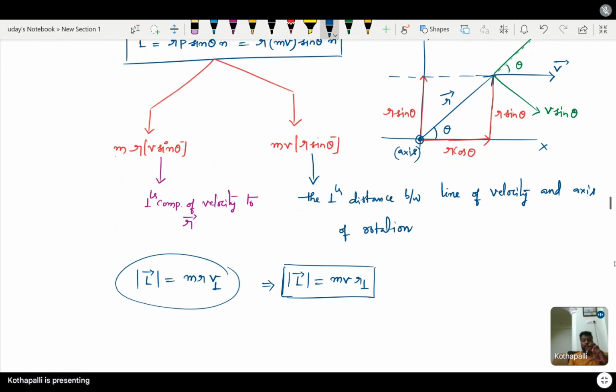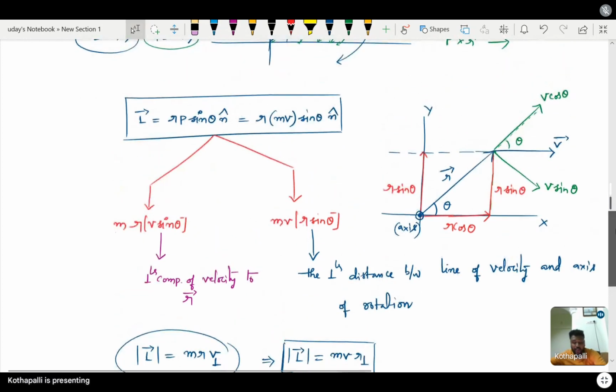V perpendicular means the perpendicular component of velocity to the position vector. R perpendicular means the perpendicular distance between the line of velocity and the axis of rotation. Remember, any formula that we can use according to the given data in the question. There is no rule like we must use only this formula or that formula. From the starting of angular momentum to the ending part, all the formulas we have discussed are applicable according to the given situation. But we need to pick the right formula for the right question. That only comes from practice. So do not ask me what formula to use according to the given condition. You will come to know only when you practice more questions.